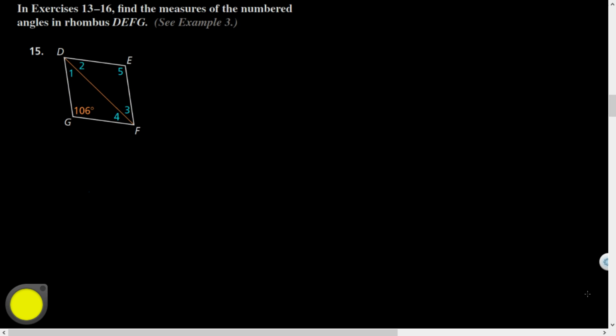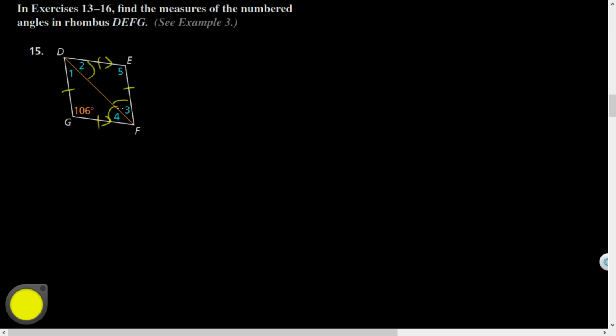Question 15. Find the measures of the numbered angles in rhombus DEFG. So, lots of angles floating around. Let's see. If this is a rhombus, that means these sides are all congruent. What else do I know since it's a rhombus? Because a rhombus is a type of parallelogram, I know that angles 4 and 2 are going to be congruent because those are alternate interior angles. What else do I know? Anybody?